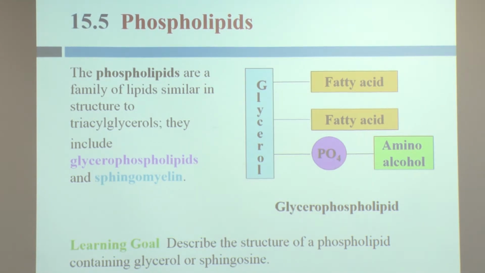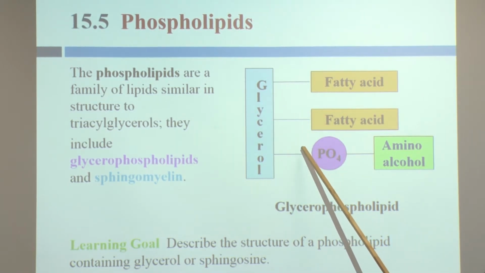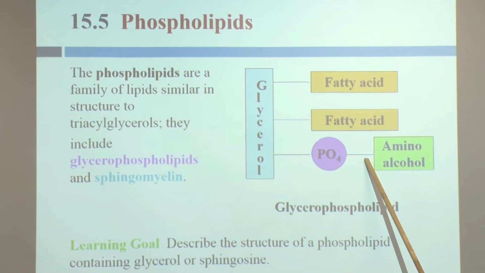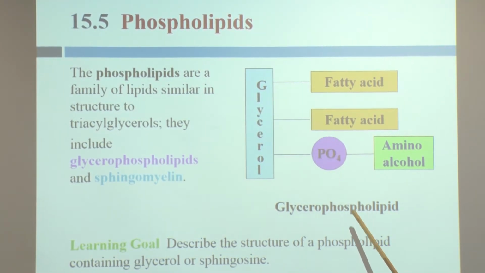So this is a glycerophospholipid. You see there is a glycerol molecule connected through an ester bond to two fatty acids. So there are two bonds here. This is a bond here, and this is again a bond. So there are four bonds connecting these five different molecules together: glycerol, two fatty acid molecules, one phosphoric acid, and one amino alcohol. So these are the components of glycerophospholipid.